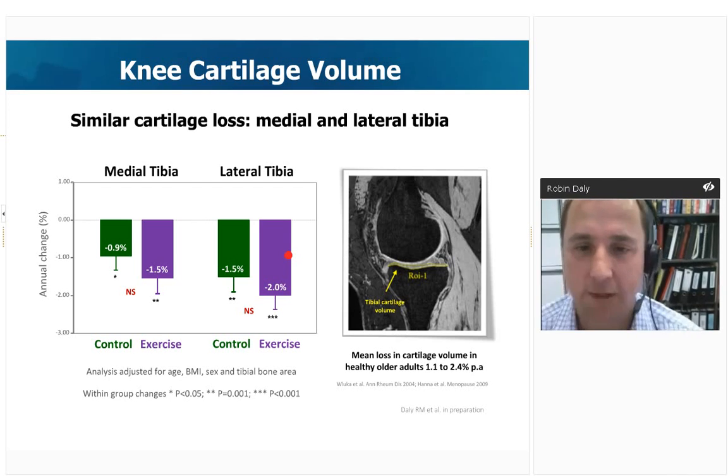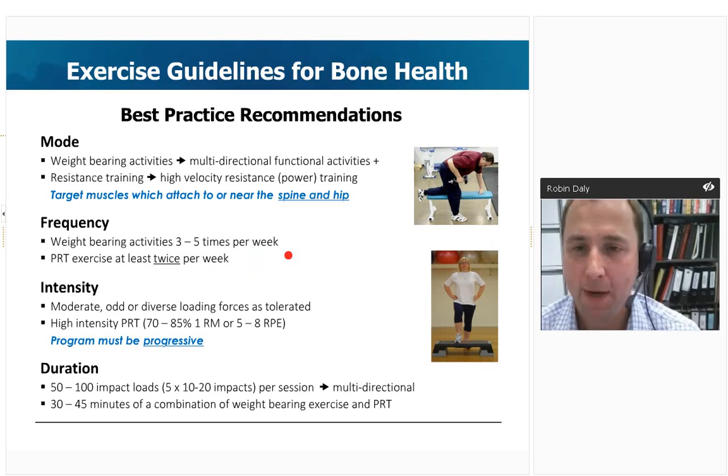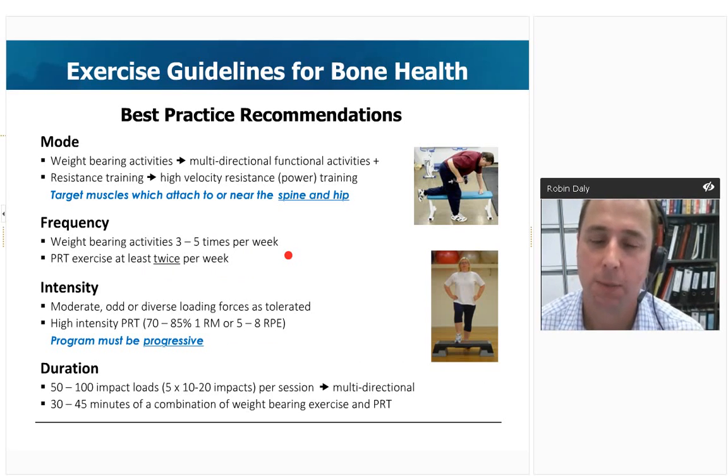So here are my recommendations for bone health. We know that weight-bearing exercise and multidirectional functional activities are really good for your bones. And that should form the basis of any exercise program in addition to resistance training. And once you've done a little bit of resistance training, we recommend that you try to progress, especially the lower limb exercises, to some high velocity power training. It's important to make sure you target the hips, the muscles attached to the hip and the spine. Okay, so you might want to have multiple exercises around those regions.